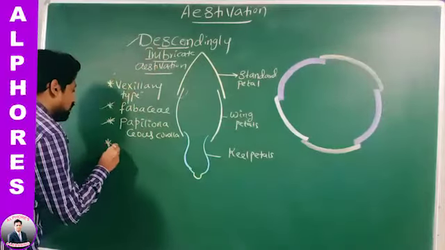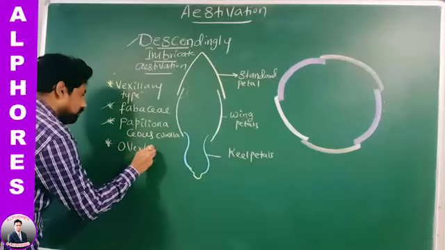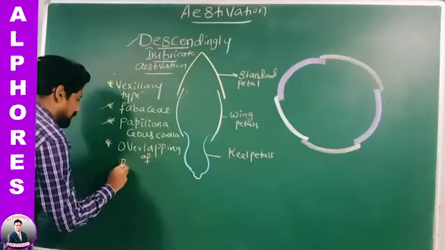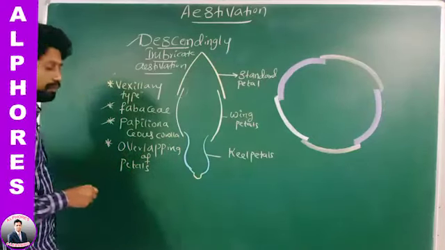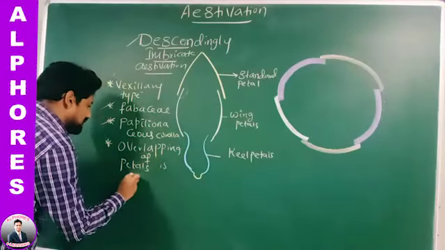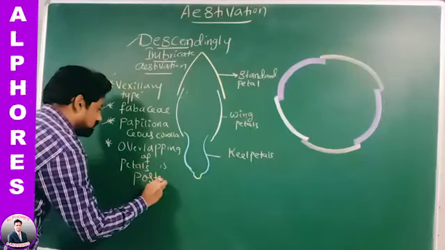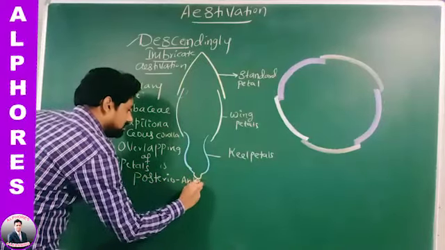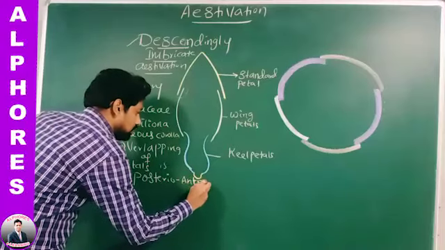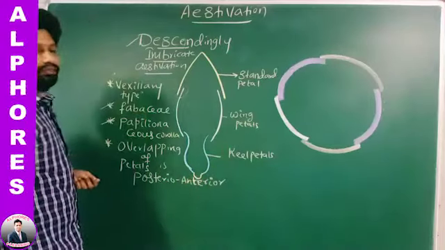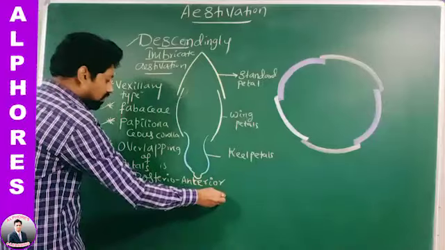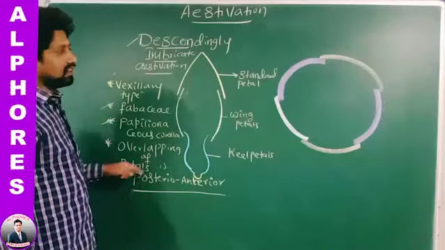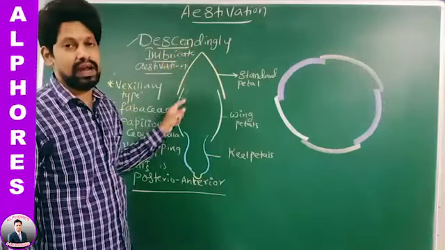Overlapping of petals is posterior to anterior. Is this statement okay? Right. Therefore, overlapping of petals proceeds from posterior side to anterior side.